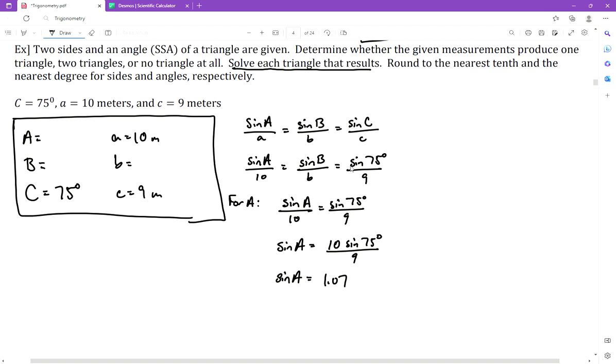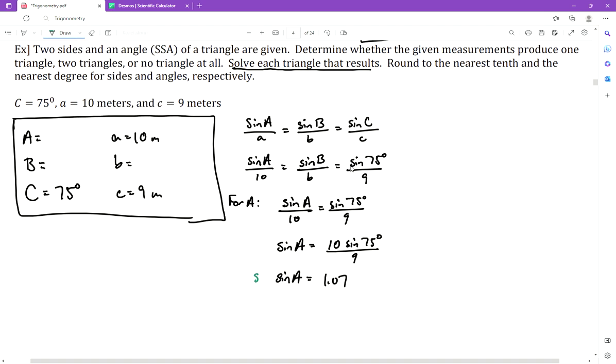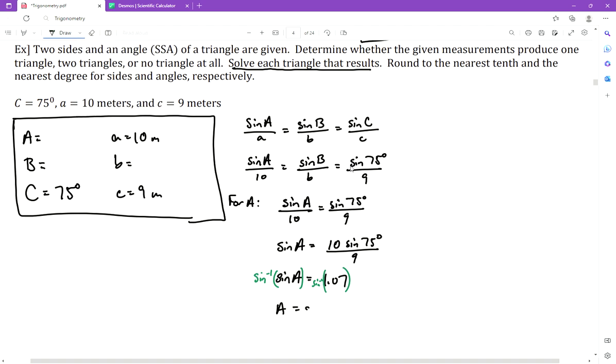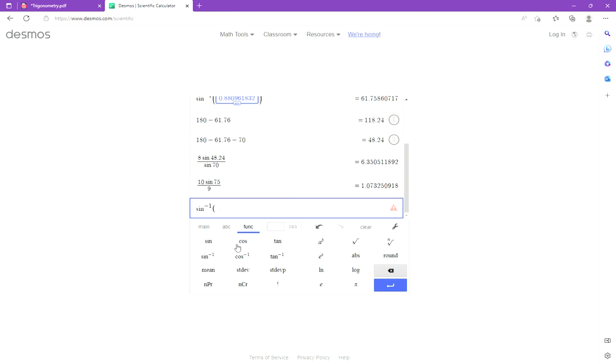You might be able to catch it right now, but either way, let's now do the sine inverse. I want to do the sine inverse of both sides. Let's rewrite it anyway. So we've got angle A is sine inverse of 1.07. Let's see what happens when we plug that into the calculator. Sine inverse of 1.07, undefined. So that's telling us something's going on here in the calculator.